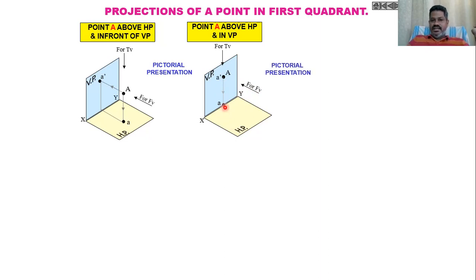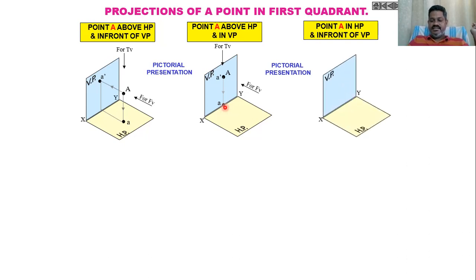Then we will take one more. When the point lies exactly on HP but in front of VP like this, the front view lies on the XY line, and the top view lies exactly at that location itself. The front view A dash lies on the XY line, and the top view A lies at that point itself, which is in front of VP.